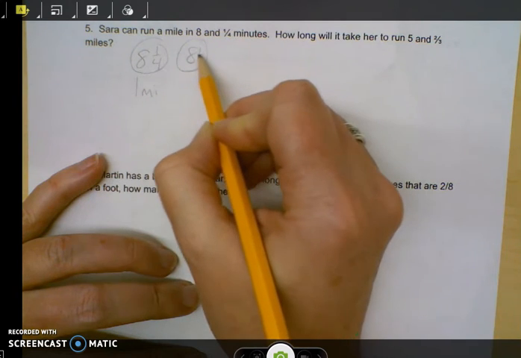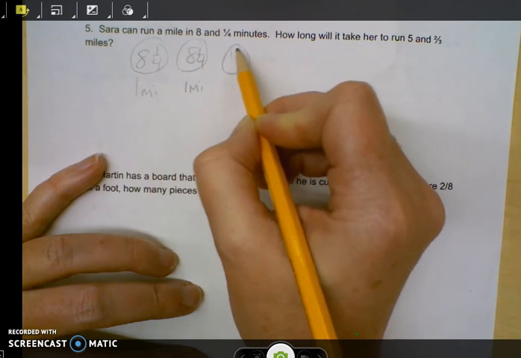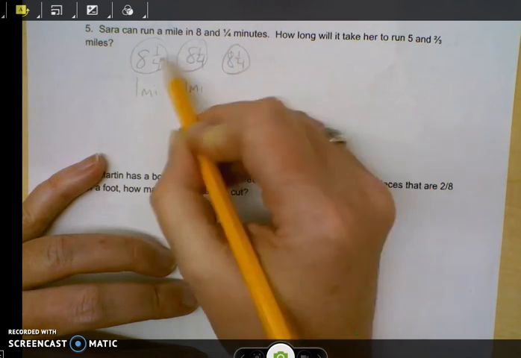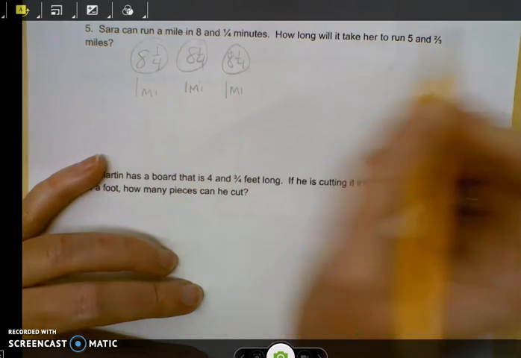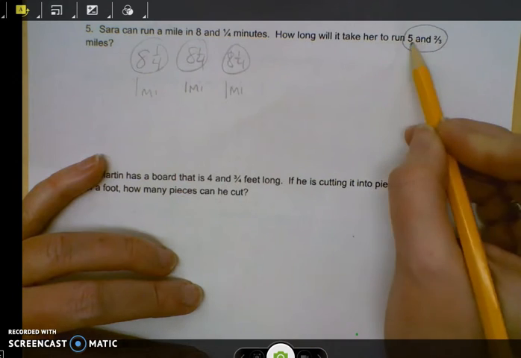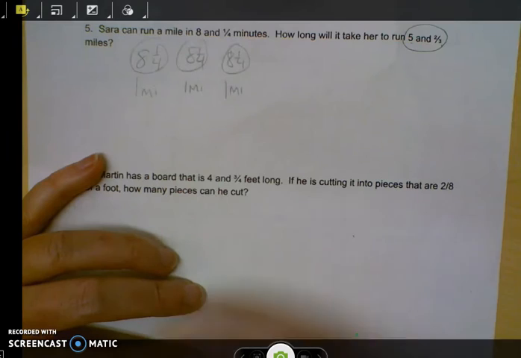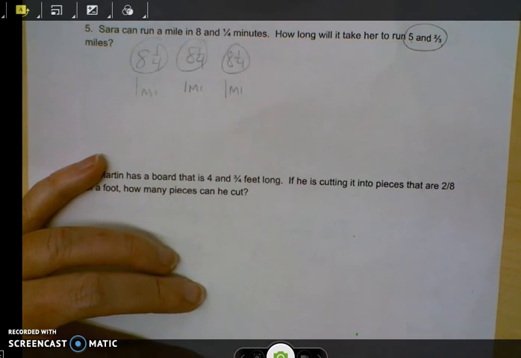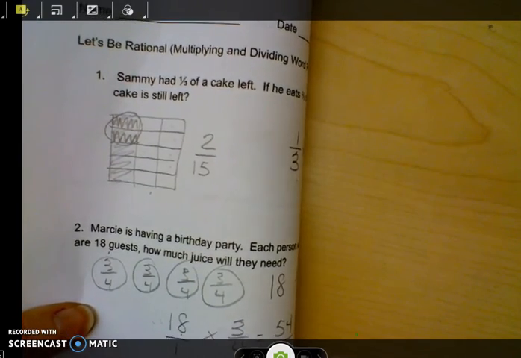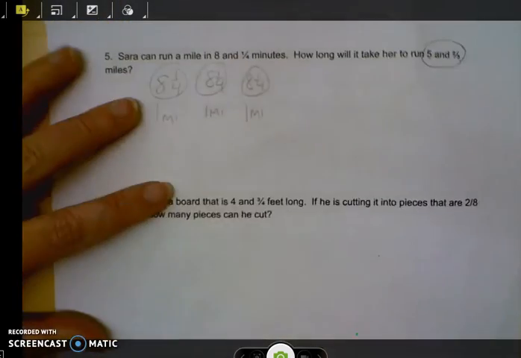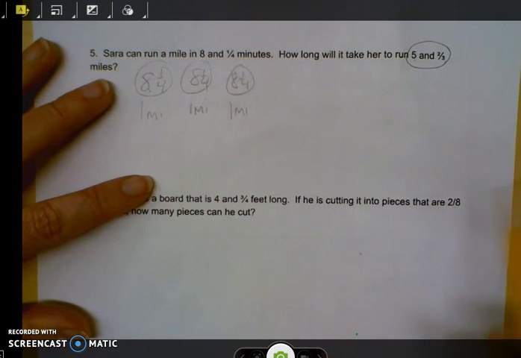8 1/4, that's another mile. 8 1/4, that's another mile. And we have to repeat this for 5 2/3 miles. So instead of writing out this model, just like on the Marcy's birthday party, I'm just going to do a shortcut and multiply. So instead of adding up all these 8 1/4, I'm going to do my shortcut and multiply.